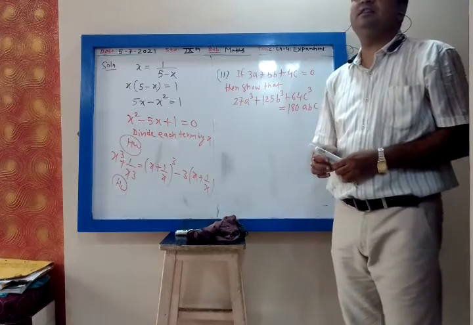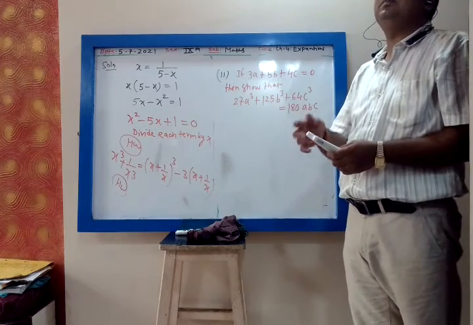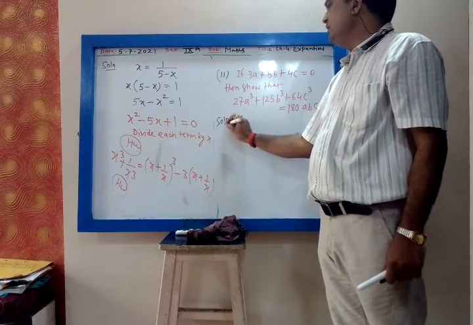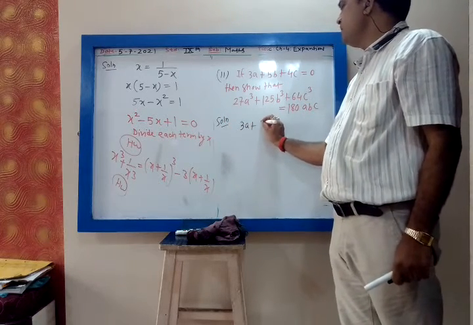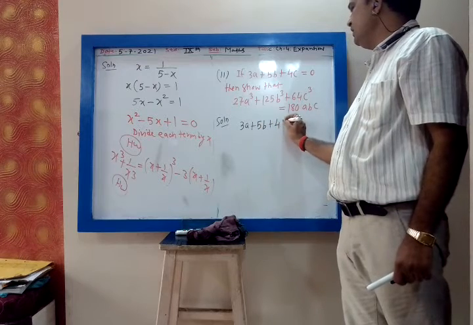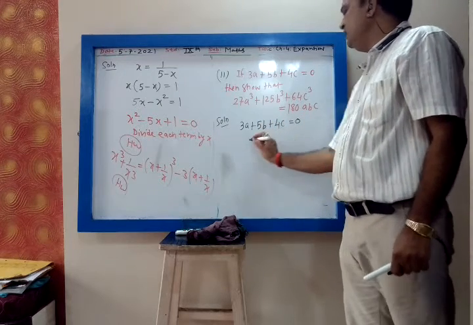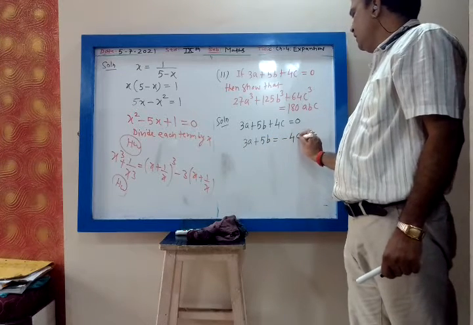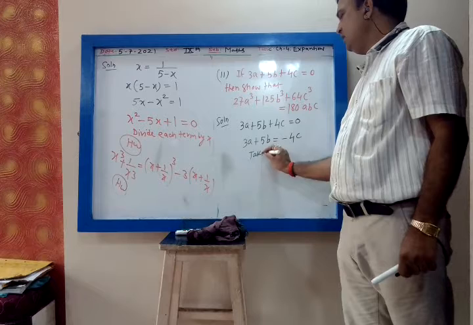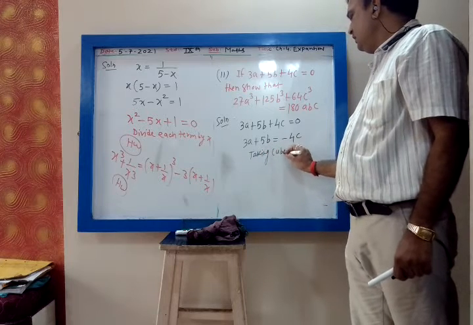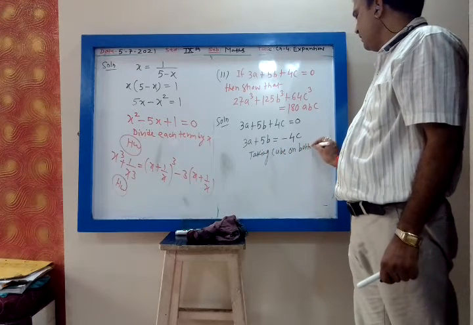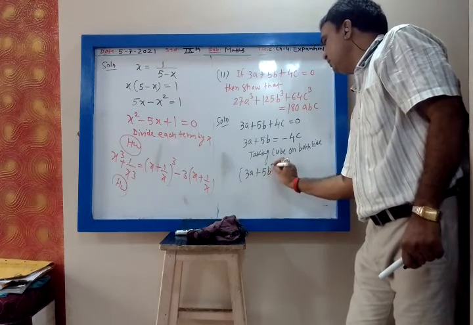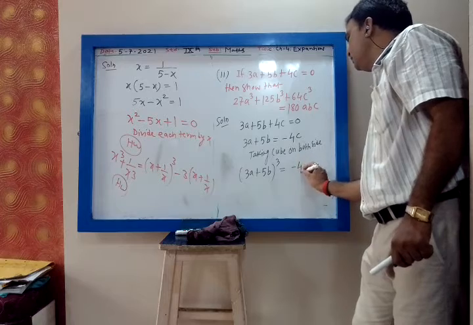If a plus b plus c is 0, then a cube plus b cube plus c cube is nothing but 3 times abc. But how will you prove this? You will prove it this way. 3a plus 5b equal to 0 is given. So take 4c on the other side. You will get 3a plus 5b is equal to minus 4c. So taking cube on both sides, you will get (3a plus 5b) whole cube is equal to minus 64c cube.